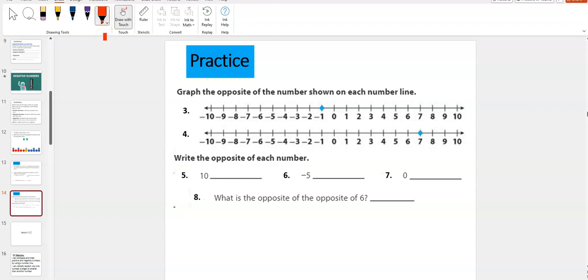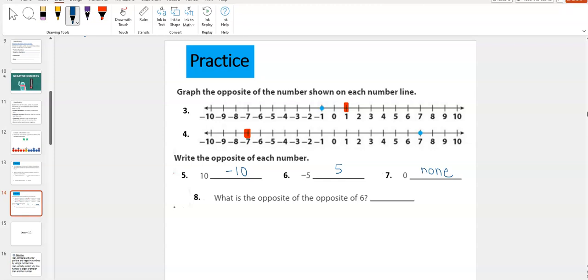So on number 3 and 4, we're graphing the opposite of the number. So the opposite of -1 is +1. The opposite of +7 is -7. So hopefully you got those. The opposite of 10 is -10. The opposite of -5 is +5. And then this number 7 is kind of a trick question because there is no opposite of 0, because 0 just is, and there is no other number besides 0 that is the same distance from 0, so it just doesn't have an opposite.